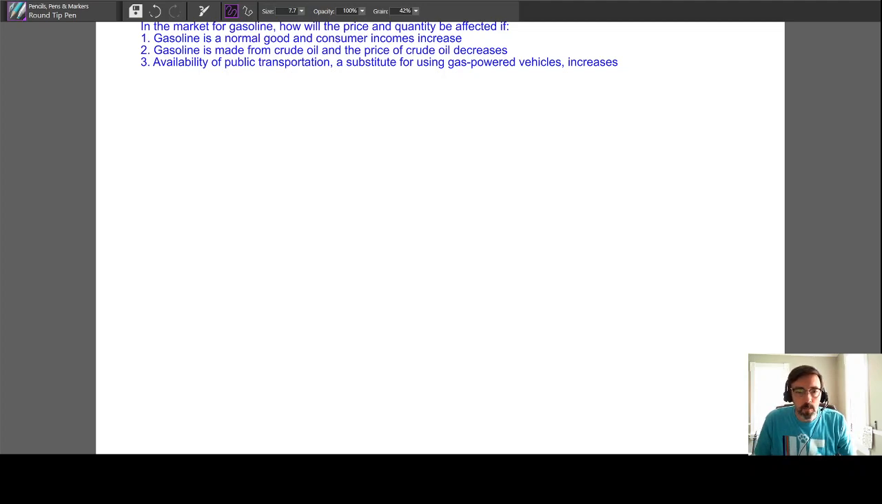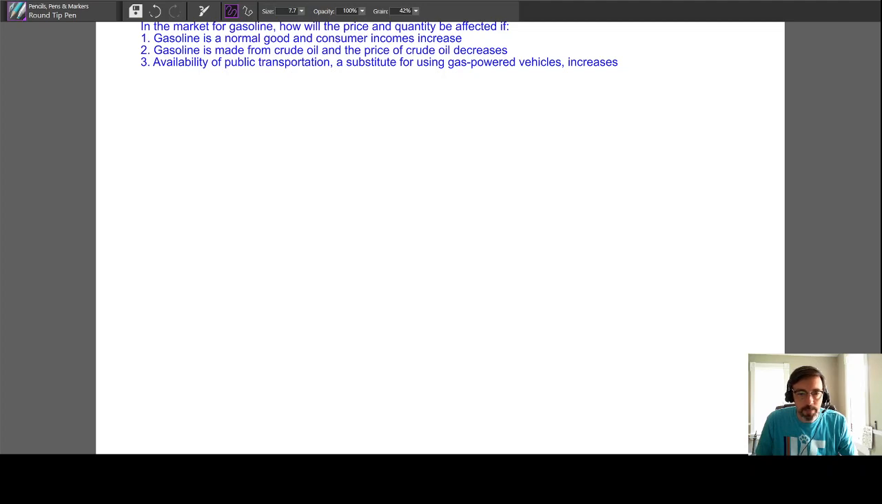So, we're always thinking about a specific good and how changes in the world affect the price and the quantity of that good. So, you can see at the top here, I have three questions. All of them are based on this initial information. In the market for gasoline, how will the price and quantity be affected if? Okay, so let's take each one of these in turn.